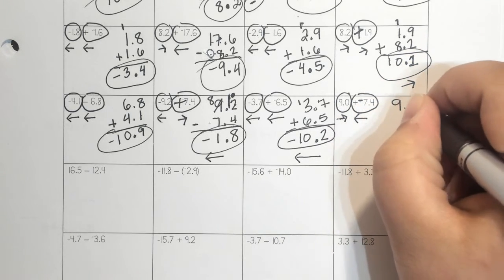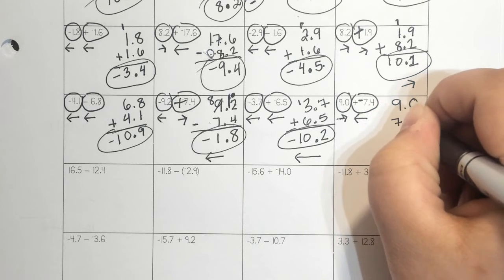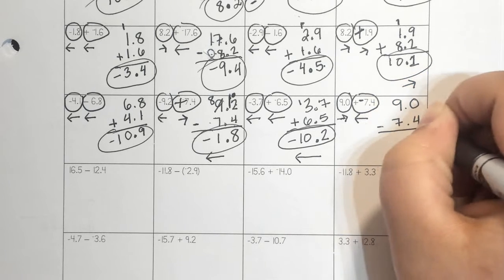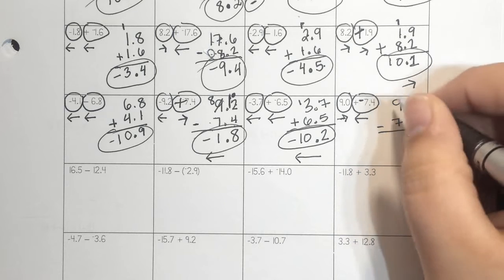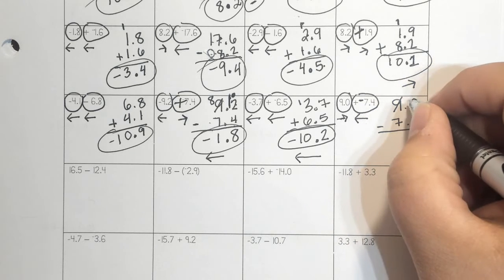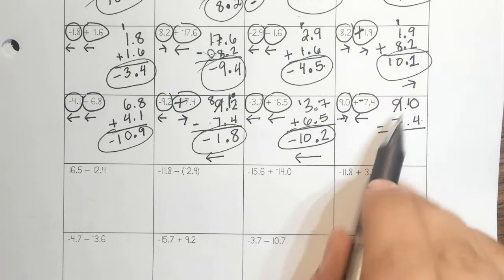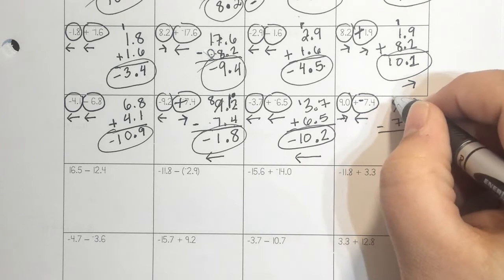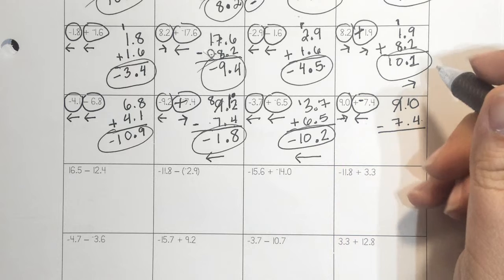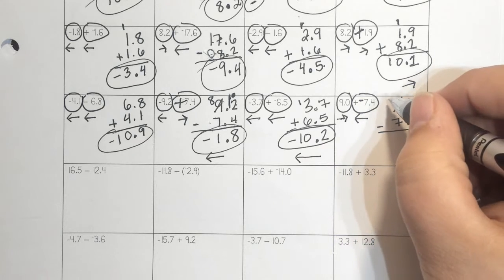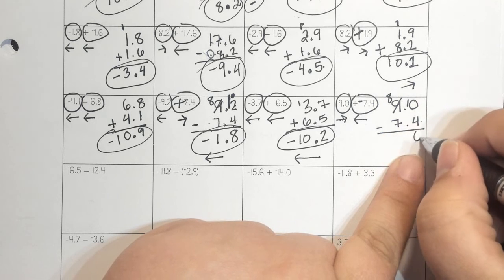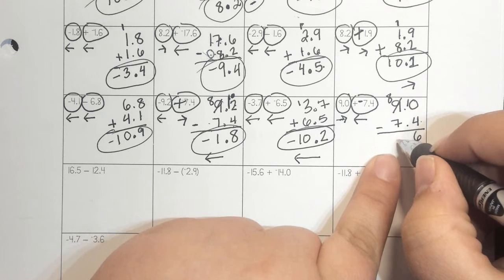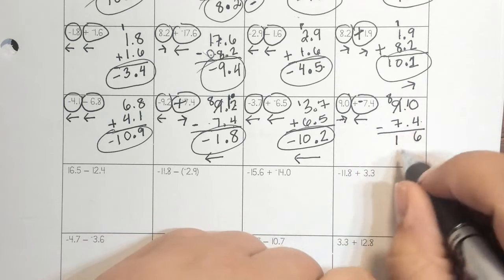So 9.0 minus 7.4. I can't take 4 from 0, but I can take 4 from 10, so I'm borrowing 10 tenths from the 9, which is really just 1. So I'm going to take away 1 from 9, which is 8. I've got 10 minus 4, which is 6. 8 minus 7, which is 1.